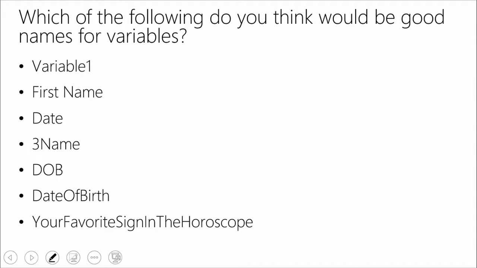All right. So back over here, let's take a look at some of the different variables that are there, and let's highlight the ones that are good. Starting at the very top, we've got variable 1. That should be valid. It's got a number inside the name, which is okay.